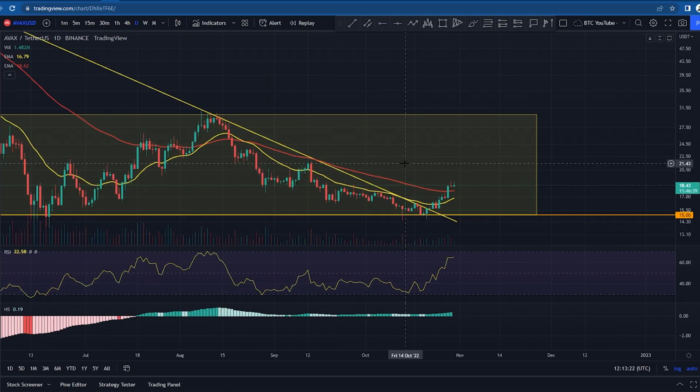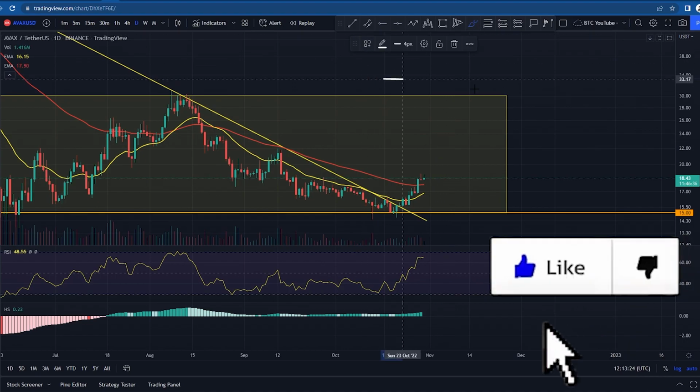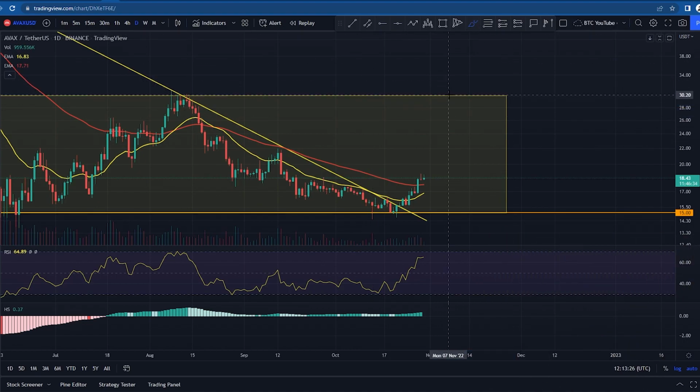They're all bullish signs. And we've said for basically every crypto, our target, if we keep breaking through these levels of resistance, it's the top of the range, isn't it? So we're heading up to around $30 for Avax over the next month or so.